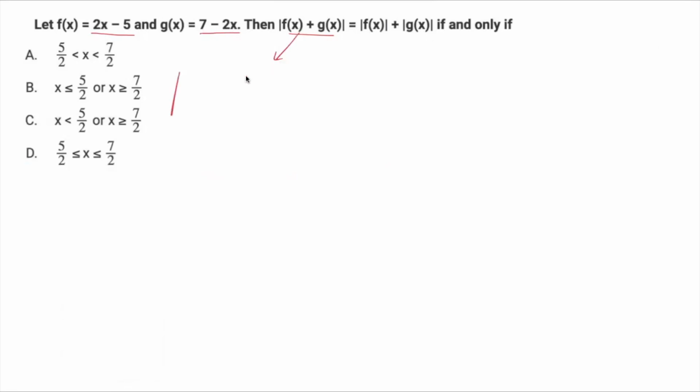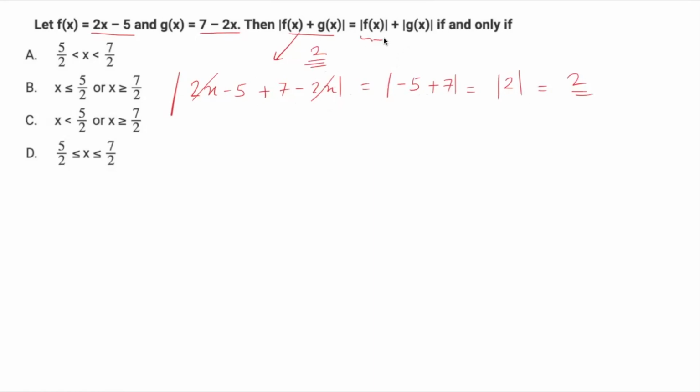The left hand side is mod of f(x) plus g(x). f(x) is 2x minus 5 and g(x) is 7 minus 2x. So the left hand side is basically mod of (2x minus 5) plus (7 minus 2x). From this 2x will get cancelled out and we simply have mod of minus 5 plus 7, and that is mod of 2. And mod of 2 is nothing but 2 only, right? So the left hand side of this equation is basically fixed.